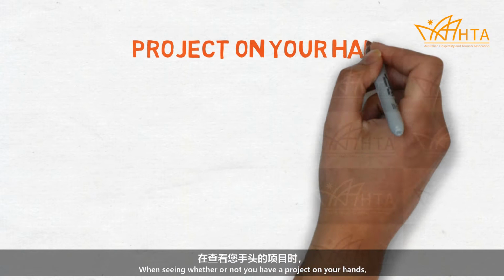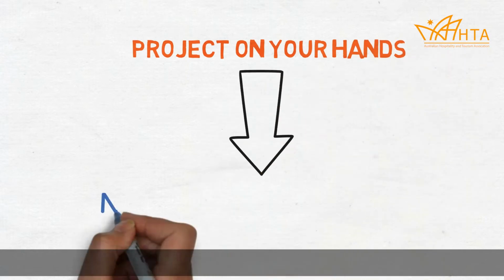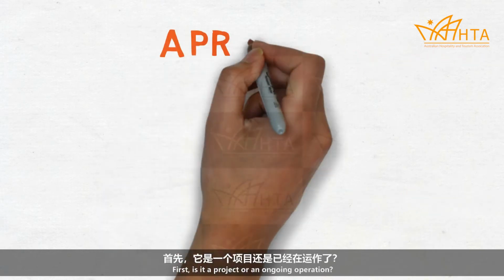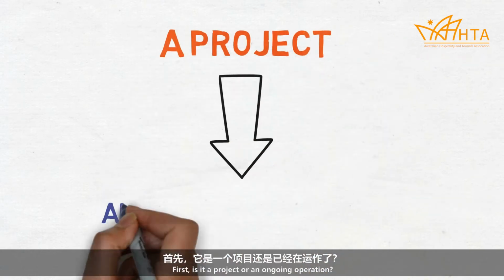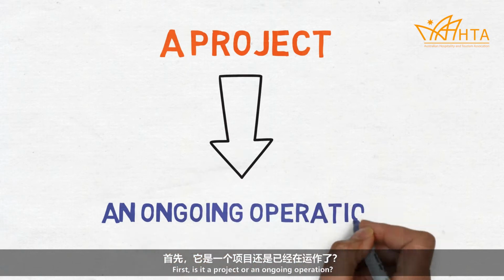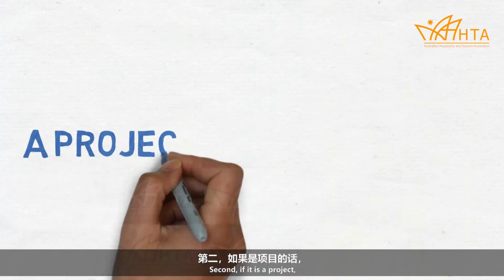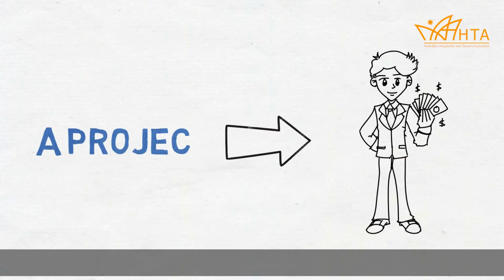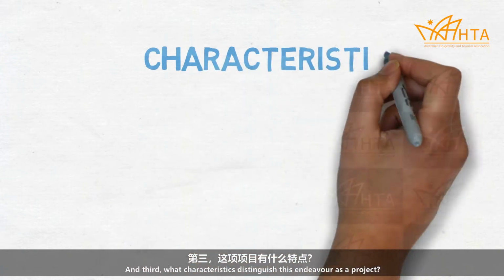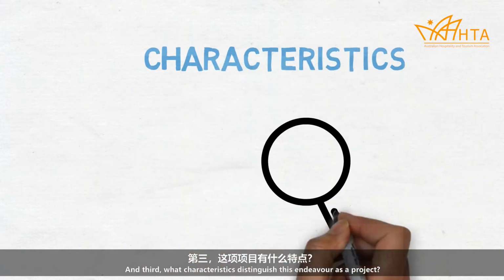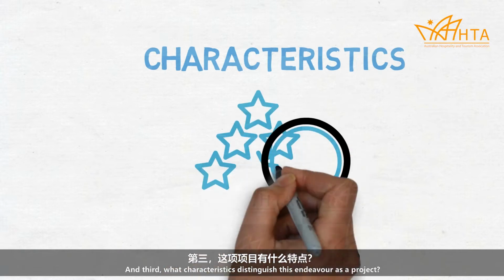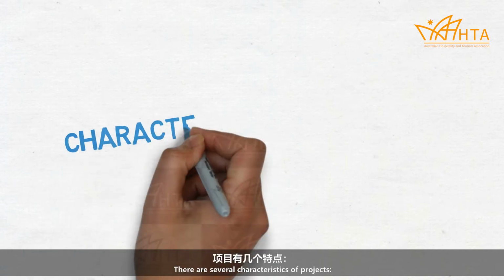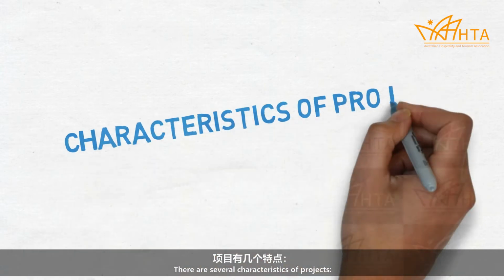When seeing whether or not you have a project on your hands, there are some things you need to keep in mind. First, is it a project or an ongoing operation? Second, if it is a project, who are the stakeholders? And third, what characteristics distinguish this endeavor as a project? There are several characteristics of projects.